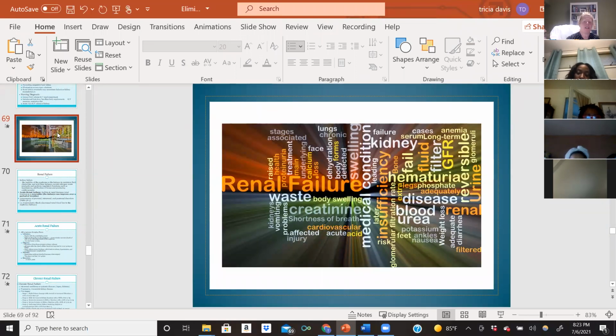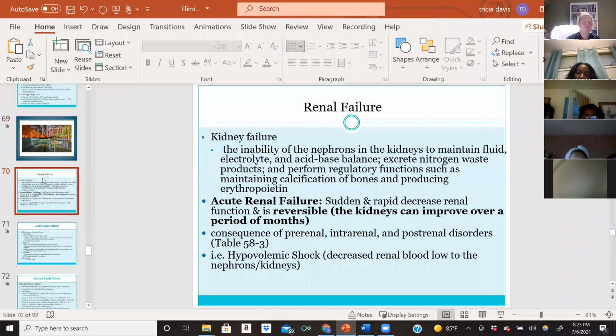All right, so renal failure is what we're going to talk about next. Renal failure is just that, kidney failure. It's the inability of the nephrons in the kidney to maintain that fluid, electrolyte, and acid-base balance. They're unable to excrete nitrogen waste products, and they cannot perform regulatory functions such as maintaining calcification of our bones and producing erythropoietin. So we can have acute renal failure or chronic renal failure.